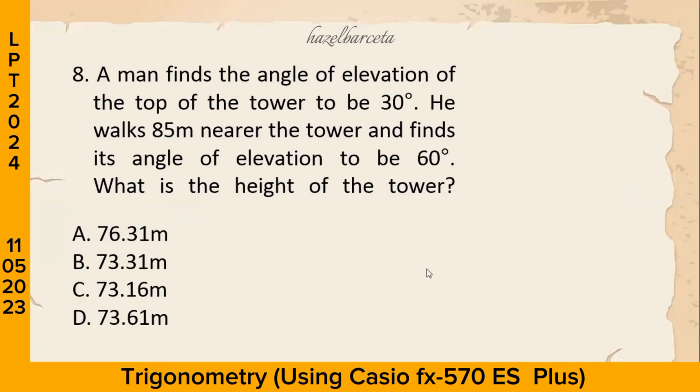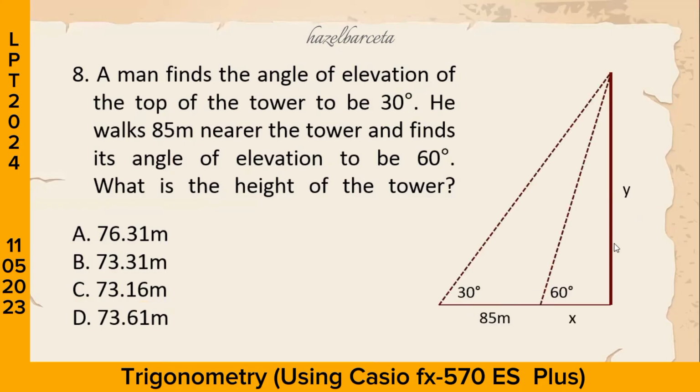Okay. Problem number 8. A man finds the angle of elevation of the top of the tower to be 30 degrees. He walks 85 meters near the tower and finds its angle of elevation to be 60 degrees. What is the height of the tower? So here is our figure. This is the tower. This is the first position of the man, seeing the top of the tower having angle of elevation of 30 degrees.